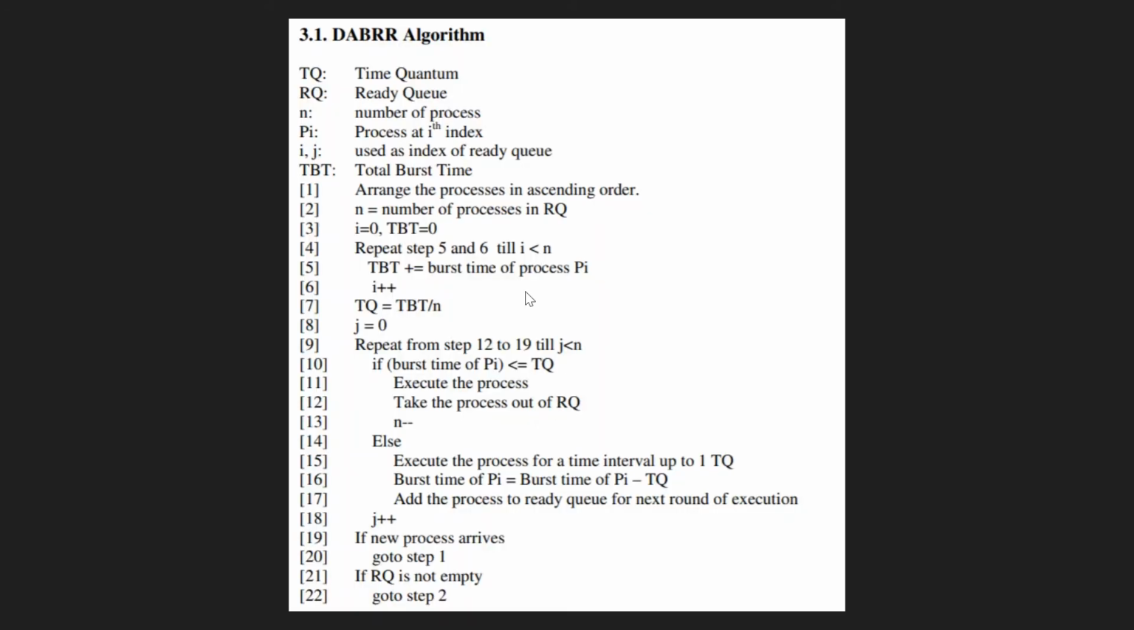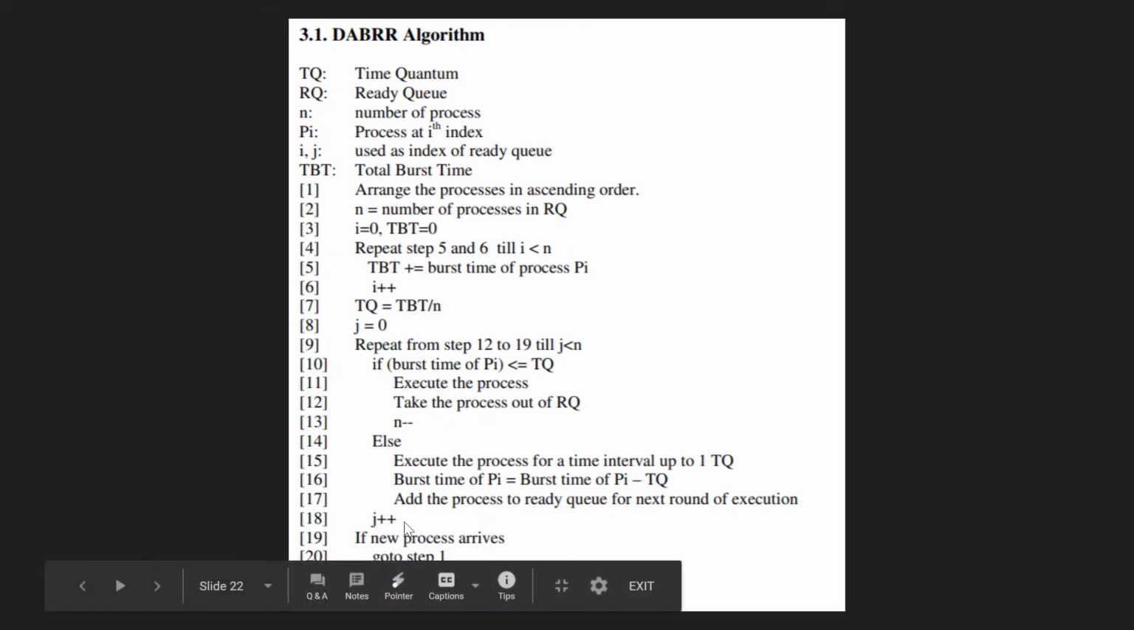So we arrange the processes in ascending order, and then we take the average burst time, as we did in the first paper. Then for every process in the ready queue, if the burst time of that process is less than the time quantum, or the average burst time in this case, of the processes in the ready queue, then we execute the process, take it out of the ready queue, and go to the next process in the ready queue.